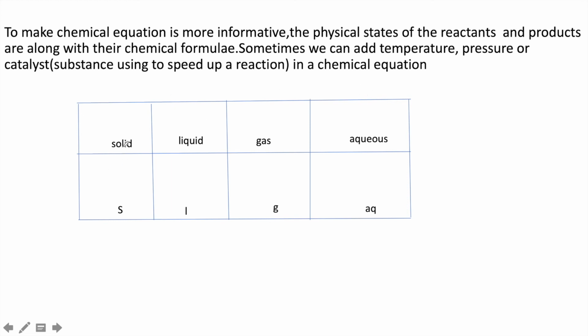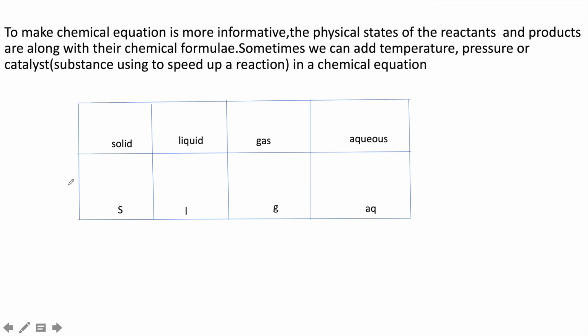For representing the solid state, we are using the letter S. For liquid state, we are using the letter L. For gaseous states, it's G. And for aqueous solutions, we are using AQ. Okay. So let us write some examples now.